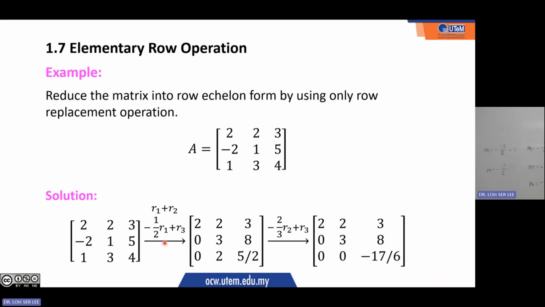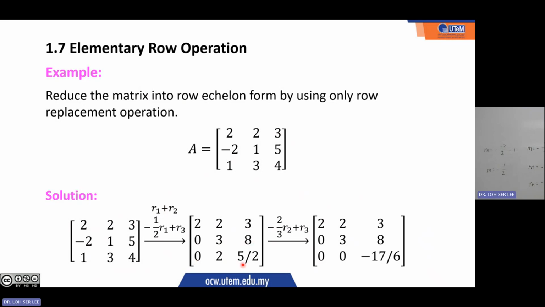So no changes on row 1. Row 2 and row 3 will change. So row 1 has no changes, then row 1 plus row 2. So this one, row 1 plus row 2. 2 plus negative 2, 0. 2 plus 1, you get 3. 3 plus 5, you get 8.